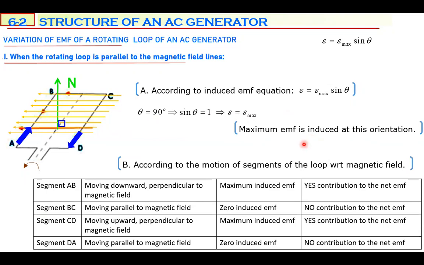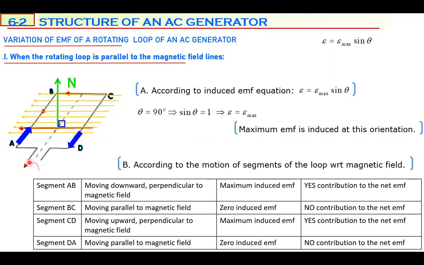There is another method to get this. You are going to think of the segments one by one. AD and BC segments are always parallel to magnetic field lines. If a wire is parallel to magnetic field lines, it doesn't cross them, and then it doesn't induce an EMF. But segment AB and segment DC, at this position, are moving perpendicular. Segments, not the wire, not the loop.